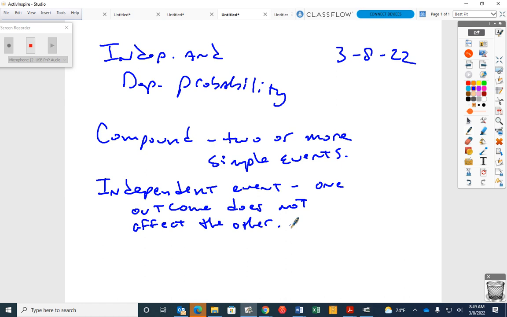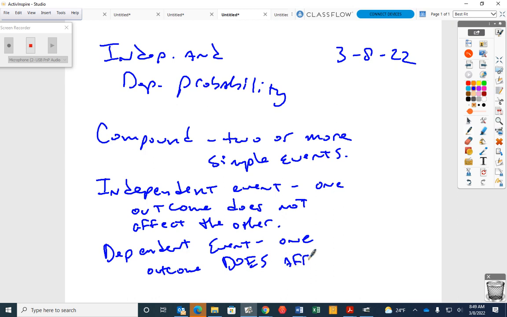Okay. A dependent event, well, obviously means what? Relies on. A dependent event, one outcome affects the other. It does affect another. So basically.